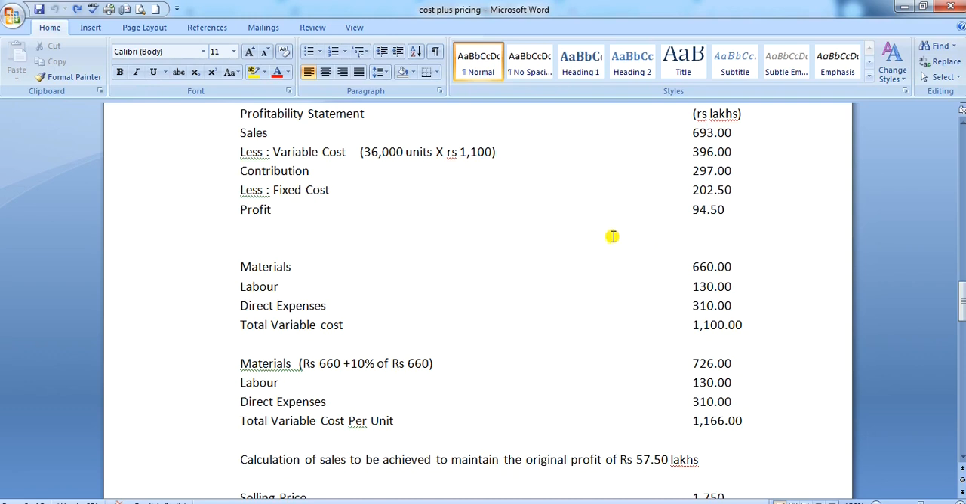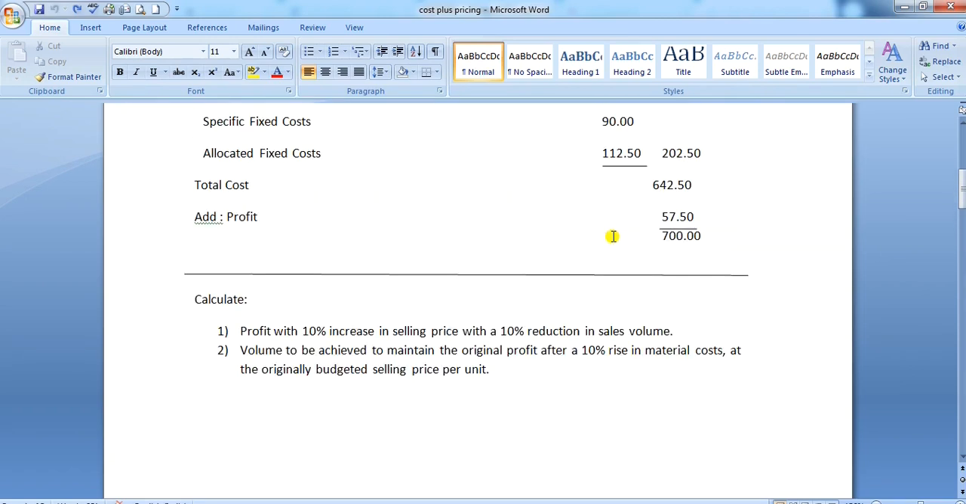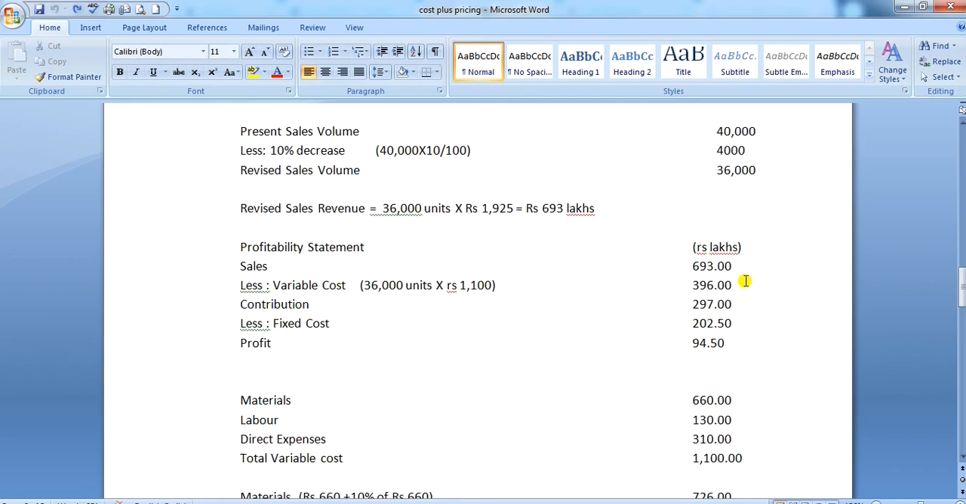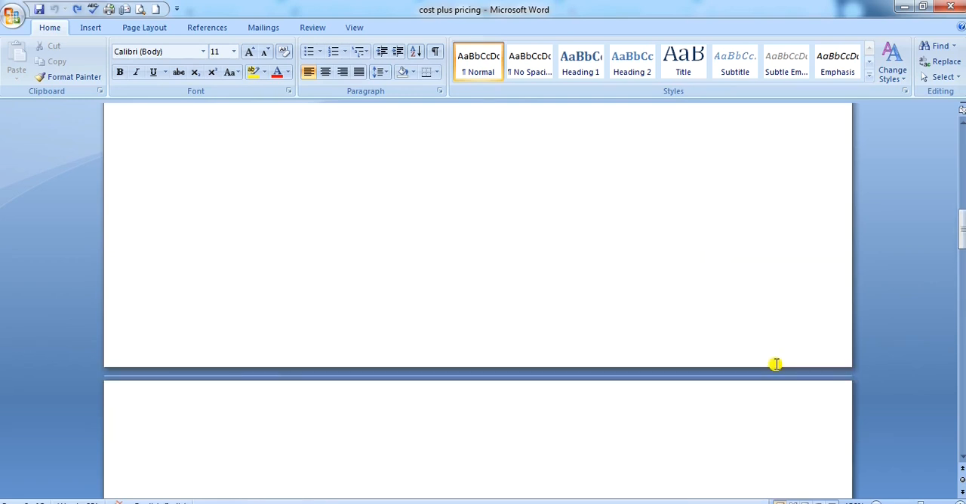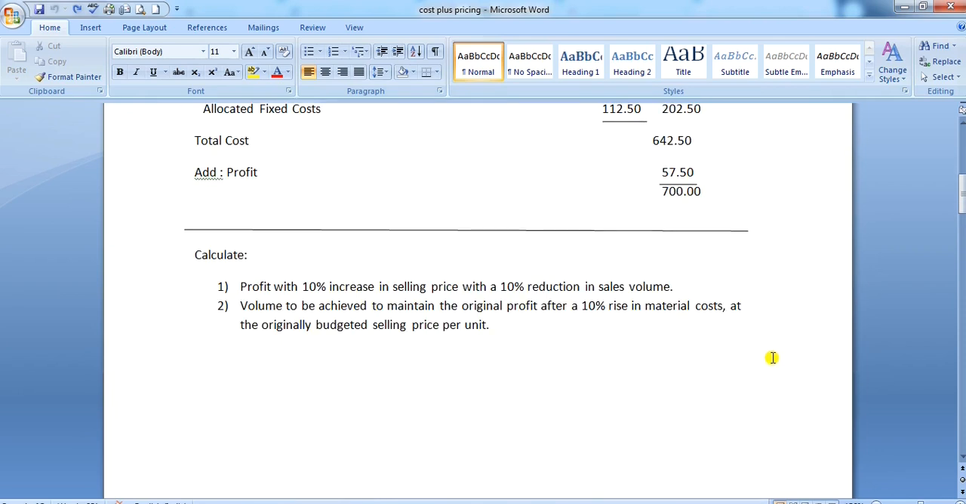So the second question asks us to calculate the volume to be achieved to maintain the original profit, right? So what was the original profit? 57.50 lakh rupees was the original profit. So what we have got is 94.50. So for the original profit of 57.50 lakh rupees, we have to find out what is the volume to be achieved to get the amount of the profit with a 10% rise in the material cost.